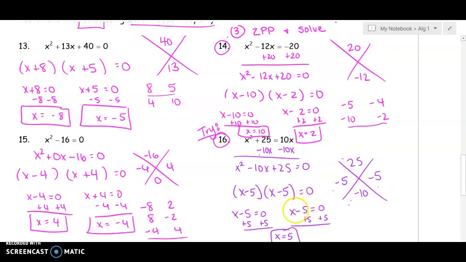If you set both of those equal to 0, you'll notice you'll get the same answer. So you don't have to list it twice. You don't have to say x equals 5, x equals 5. It's just once is fine. You're going to get x equals 5 for your answer.